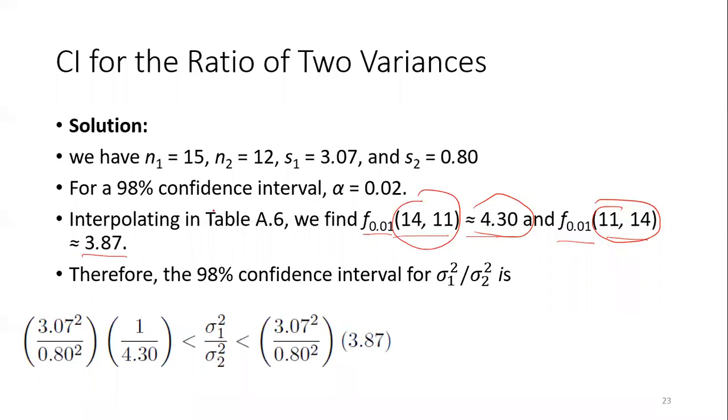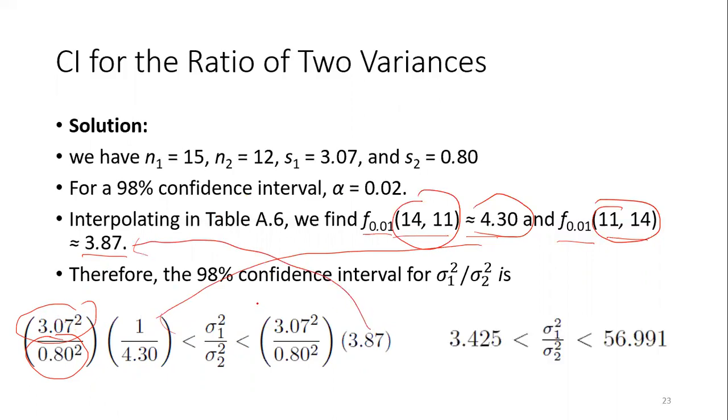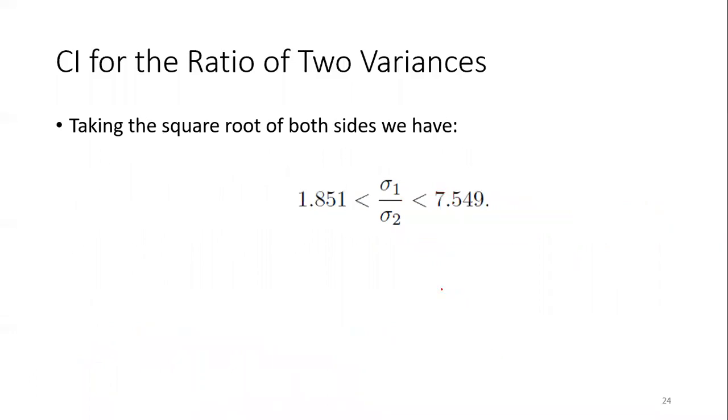So for the confidence interval, I just plug in the numbers. This is S1 squared, and this is S2 squared, times 1 divided by 4.30, which is the value here, and this is the value there. And after some algebra, you see that sigma 1 squared over sigma 2 squared is between 3.425 and, in fact, sigma 1 over sigma 2 is between 1.851 and 7.549.